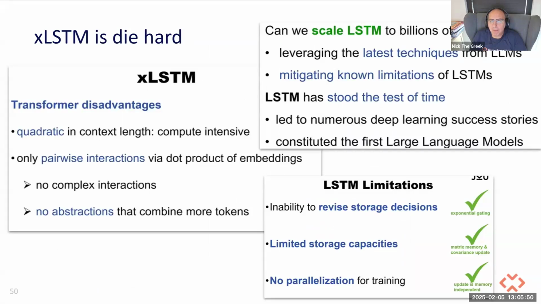As I said over here, xLSTM is die-hard, and here are some advantages and disadvantages. Transformers are quadratic in context length. They use only pairwise interactions via dot product. No complex interactions, no abstractions.